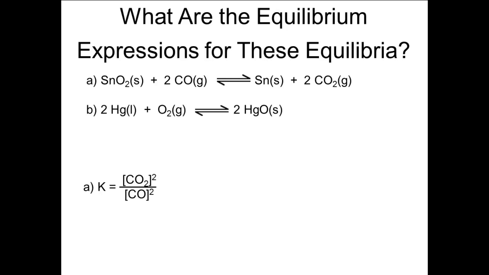B. 2Hg liquid plus O2 gas in equilibrium with 2HgO solid. The equilibrium expression is K equals 1 over the concentration of O2. Be careful with the math here. When all substances on one side of the equation are taken into K, we must replace the concentrations with a 1. When it is the products that disappear, that leaves us with a 1 in the numerator.